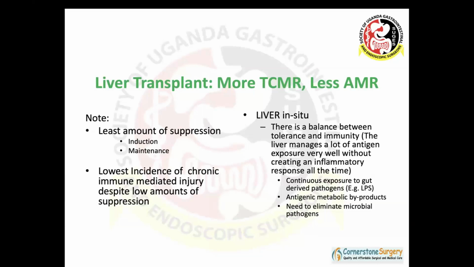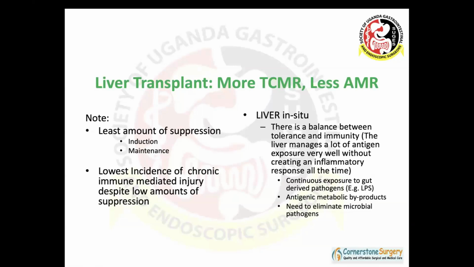In the liver, we don't need a lot of drugs, but in other transplants, you'll see that you need a lot of drugs because somehow the immune cells of the host always dodge the immune suppression. So why is that? We know that the liver, naturally, in any person, has a balance, just to strike a balance between tolerance and immunity. Naturally, that's what it does.